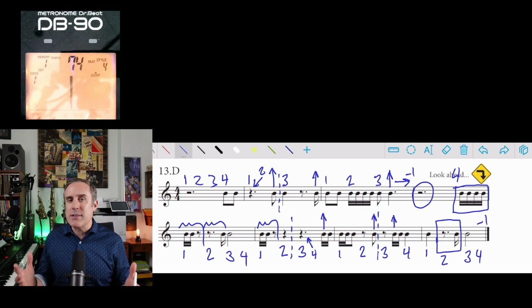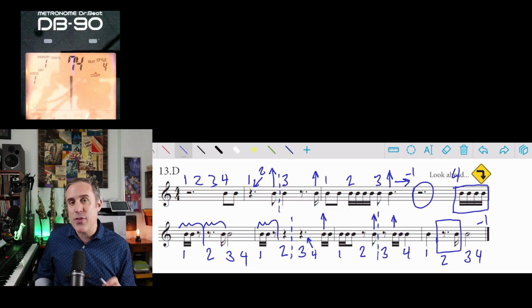If you need to pause the video at any time to insert more of the invisible bar lines or write in the Tik-A Tee verbiage, please do so. Feel free to stop the video and then just restart it when you're ready to go. But we are going to now perform exercise 13D with a metronome.